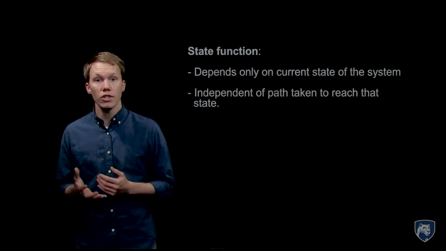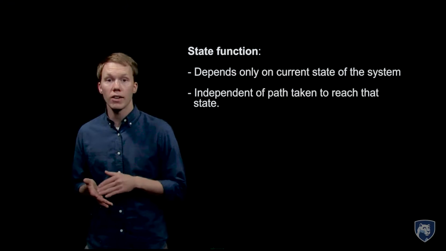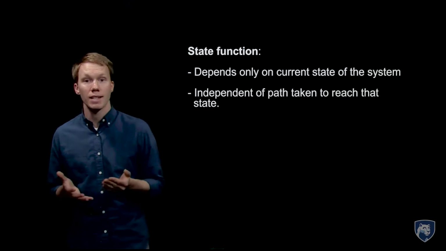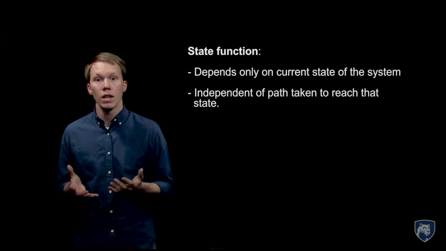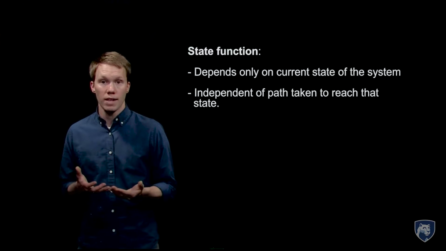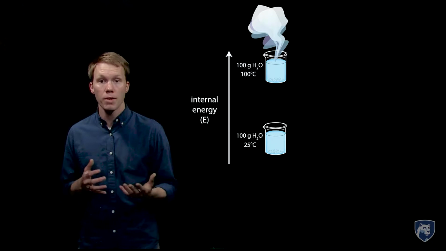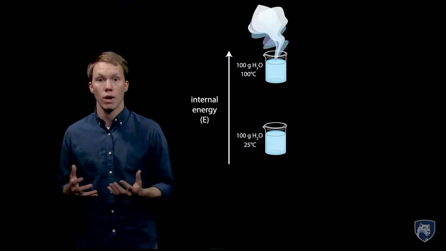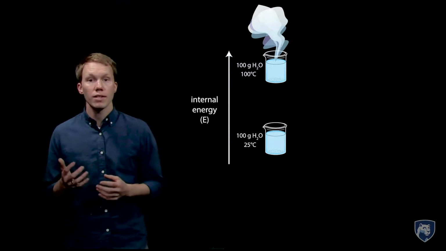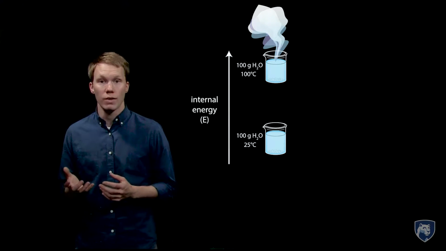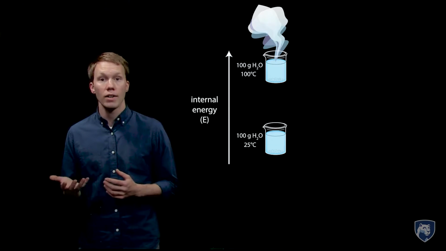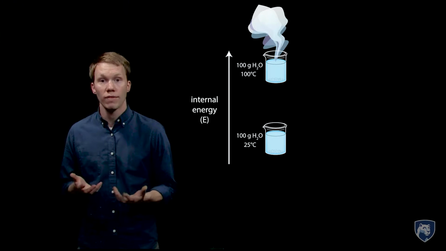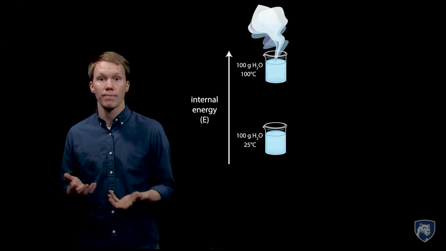Internal energy is a state function, and a state function is something that depends only on the current state. It doesn't depend at all on how we got there. Temperature is another example of a state function. So if we look at these beakers of water, we can relate temperature and internal energy to one another. Temperature is a good indicator of kinetic energy within a system. Something that's hotter will have molecules that are moving much faster, having more kinetic energy.